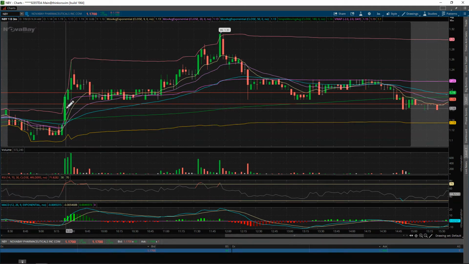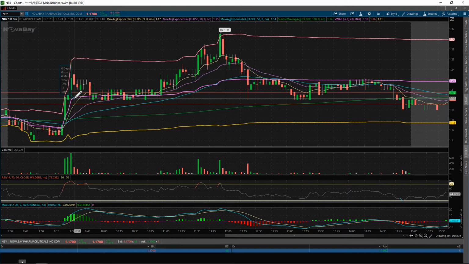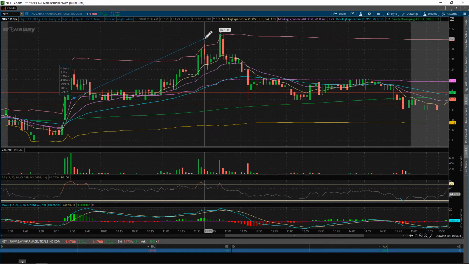And I told them it's just a starting position. We'll add if it goes, and I added a little bit more on the break. Some people didn't add; they just held it, and then it started making this big push, guys. And from 118, which was my entry, right around here, to its high of 130, that's about a 10% move.